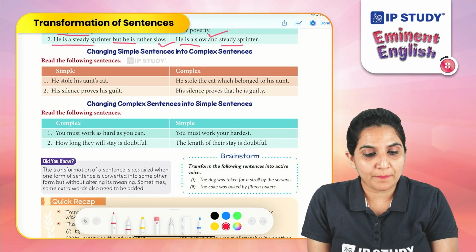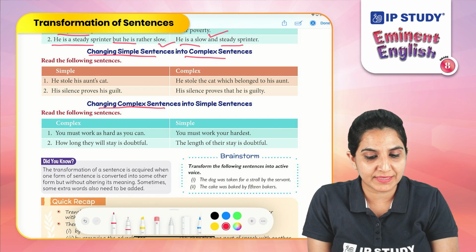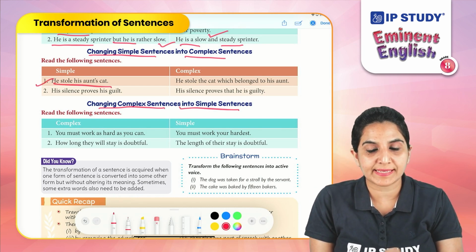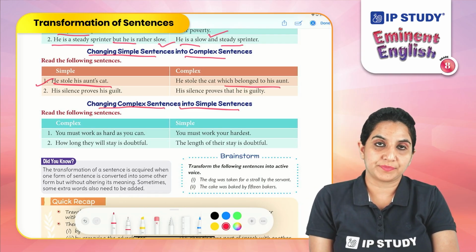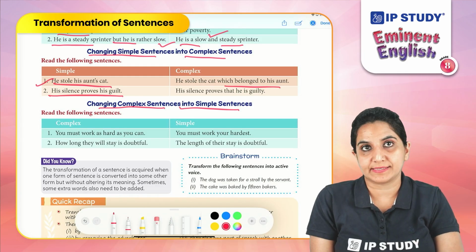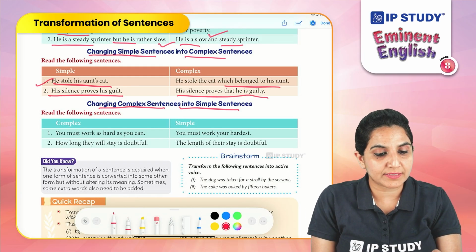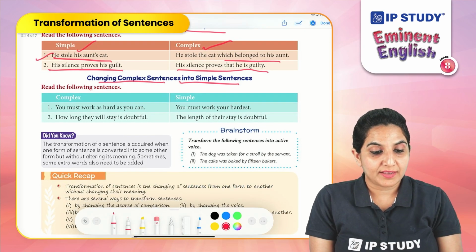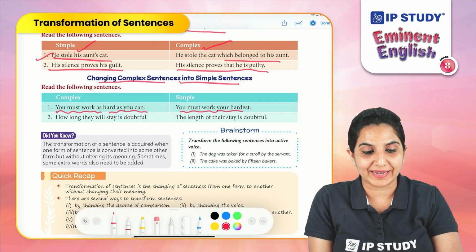We can also transform by changing simple sentences into complex sentences and by changing complex sentences into simple sentences. "He stole his aunt's cat." "He stole the cat which belonged to his aunt." "His silence proves his guilt." "His silence proves that he is guilty." This is a simple sentence and these are complex sentences. "You must work as hard as you can." Now let's change it into a simple sentence: "You must work your hardest."